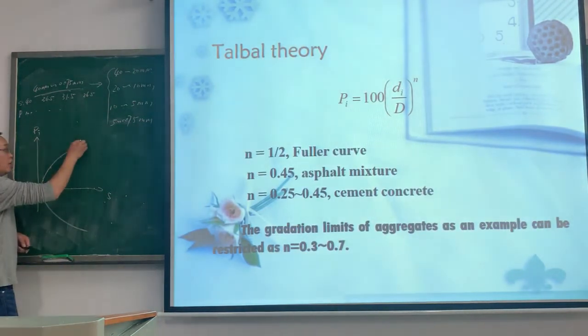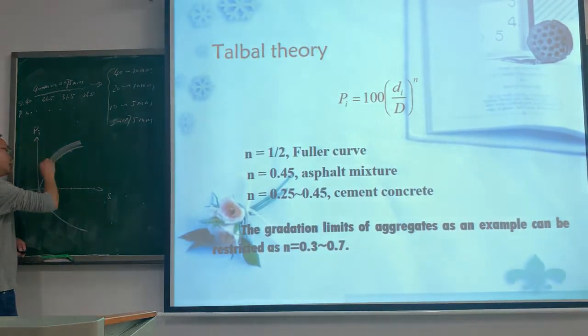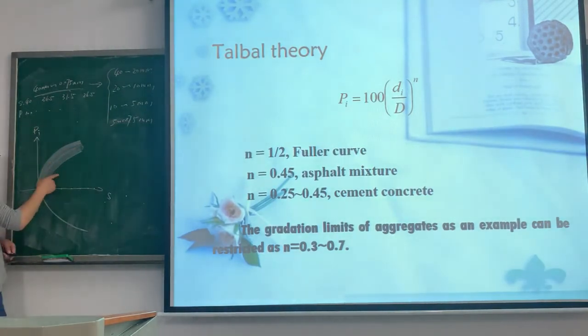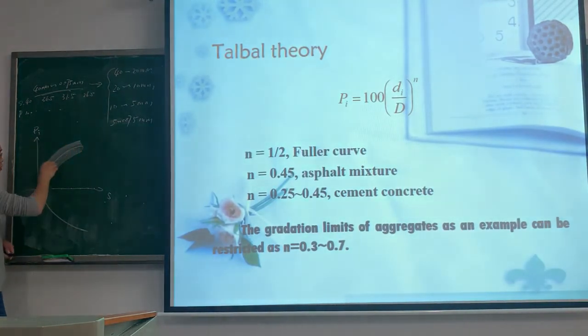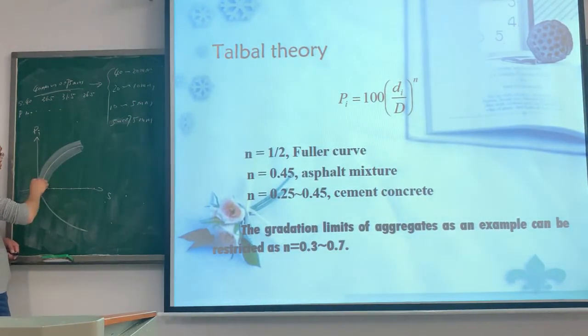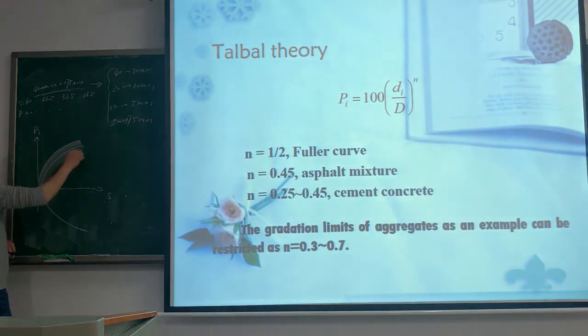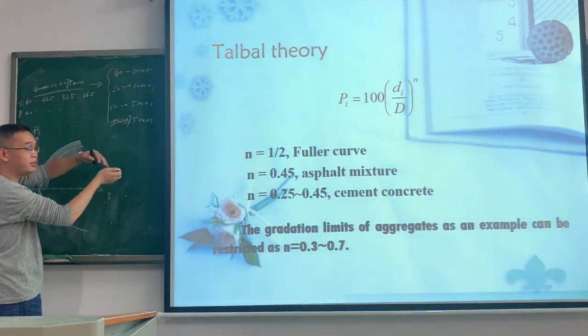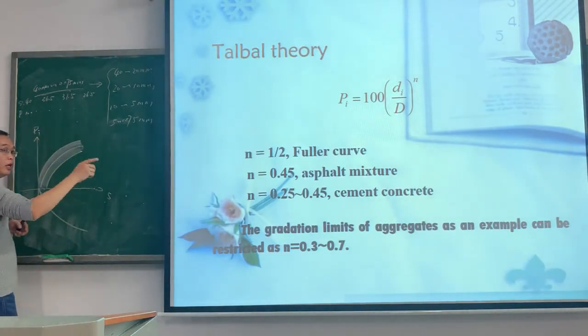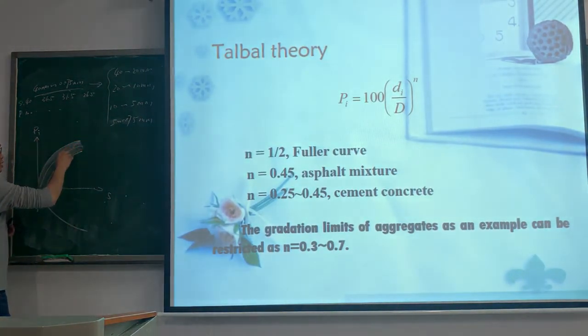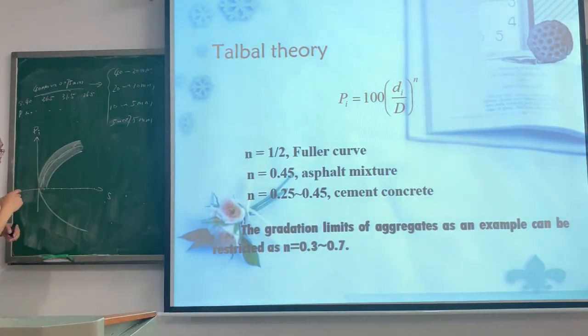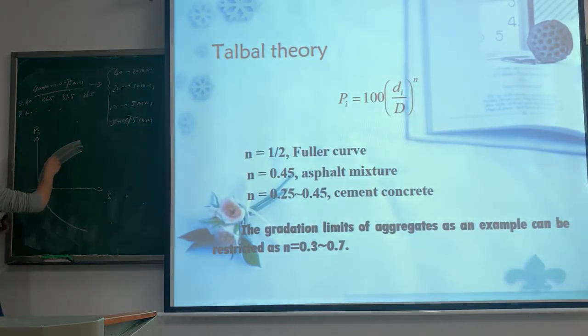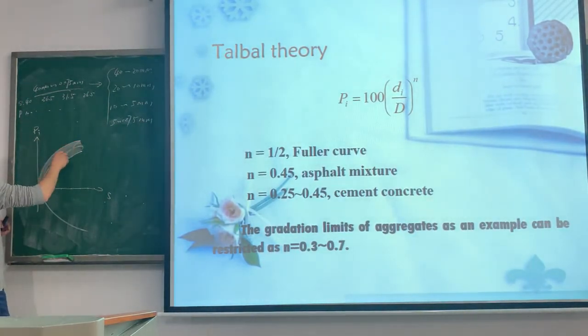Type solving means we can explain the gradation curve from one single curve to a range. If I put these 2 kinds of aggregates together, the mixed curve is like this. But if we want to get this curve, it is very, very difficult. But we can get this curve.